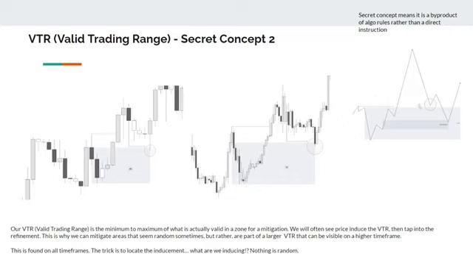Just looking at this diagram here, we have an internal break. We have a valid trading range, which is that big movement here, VTR. Then we have a refinement within that. Not always are we going to hit the refinement, but we're going to induce our valid trading range, and it finds the minimum and maximum of what's valid to mitigate. Okay.